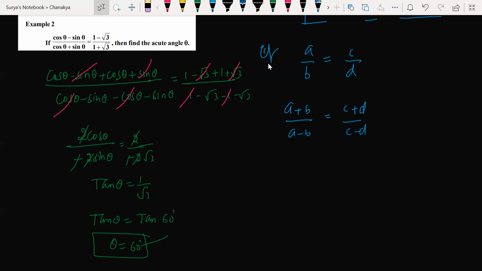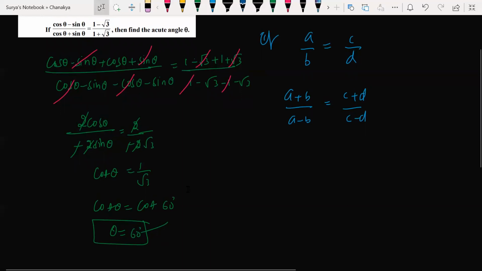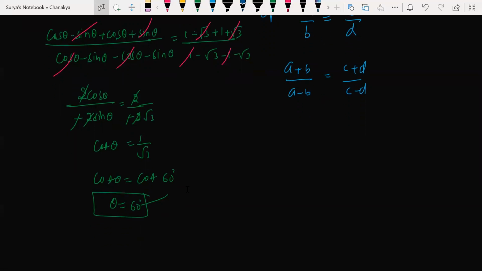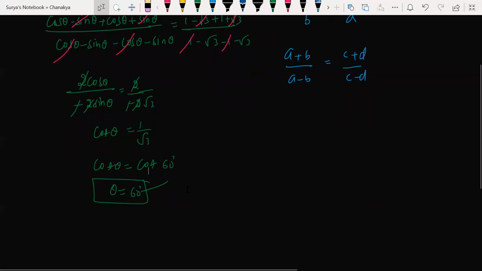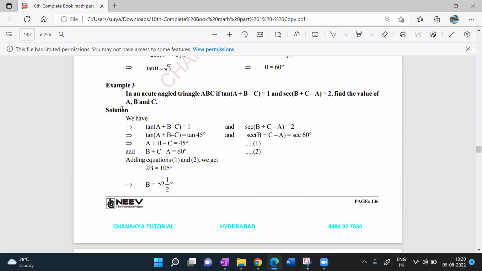Sorry, not tan here. This is cos by sin, which is cot theta. So cot theta is equal to how much? Cot 60, then it is correct. Cot 60 is equal to 1 by root 3, since tan 60 is root 3 and cot 60 is 1 by tan 60. So this is what the answer is going to be. Any doubts, guys? No doubts, sir.